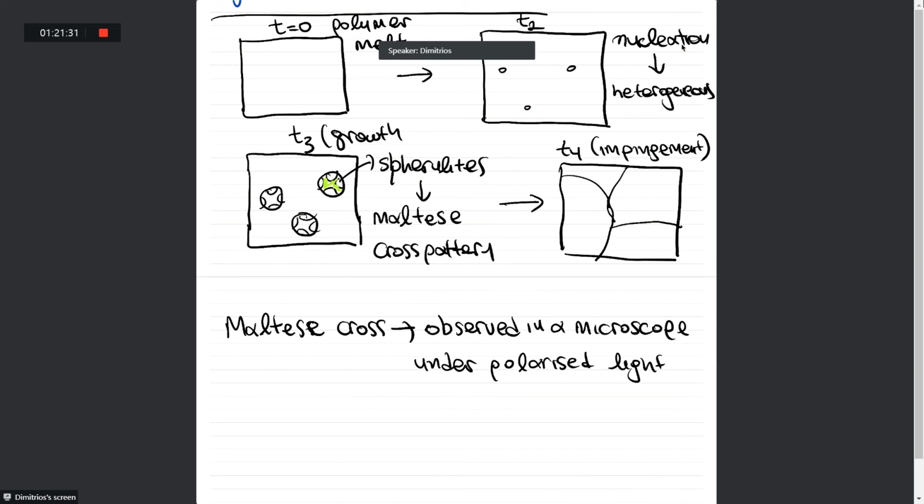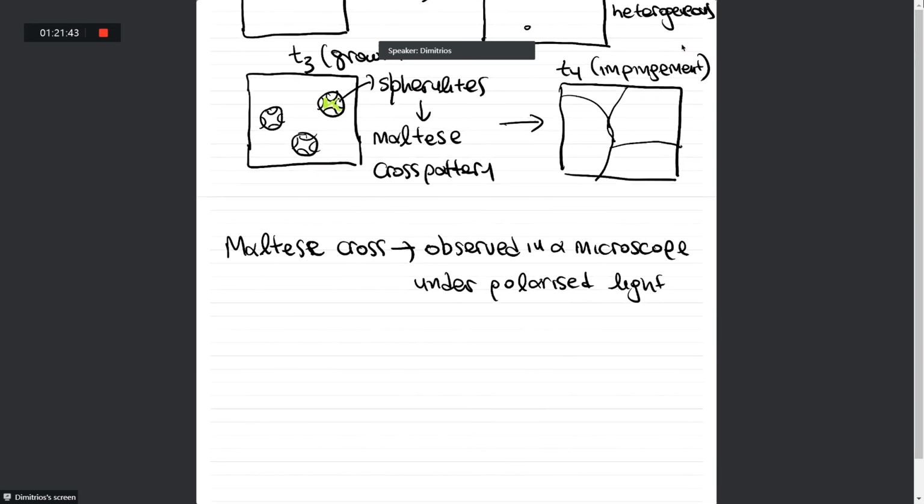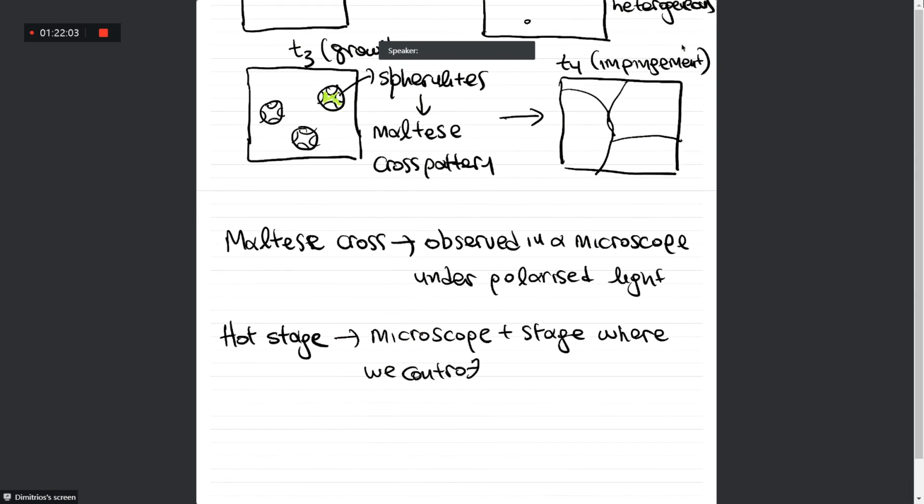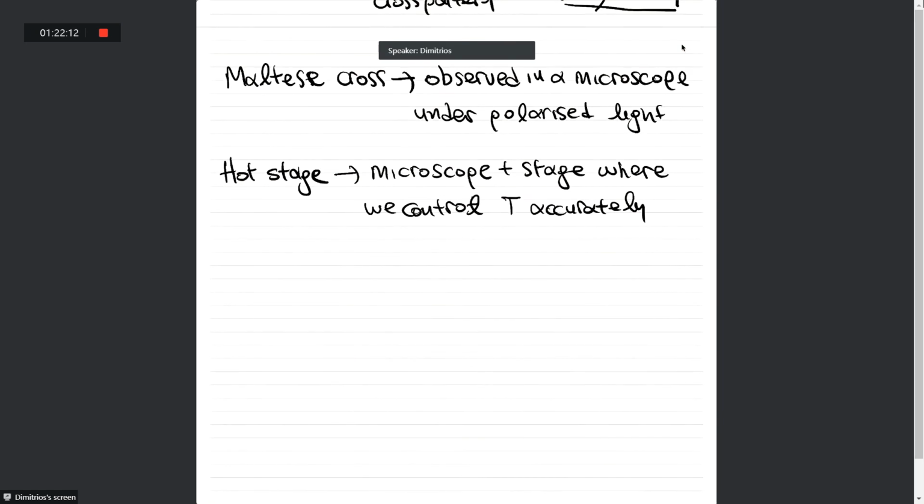Okay, and obviously, in order to do that within a microscope, what do we need? We need to control the temperature very well. And how do we do that? We use what is called a hot stage. Okay. So we have a microscope and a stage where we control temperature accurately. Okay, so the structure essentially looks like that.